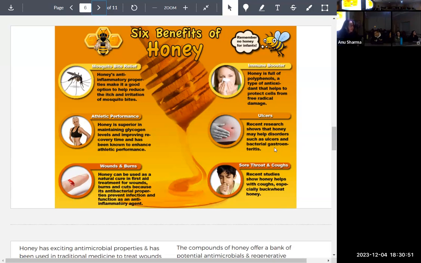And then there's also recent research that shows honey may help disorders such as ulcers and bacterial issues in the gastro system. And of course, recent studies show honey helps with coughs, especially buckwheat honey.